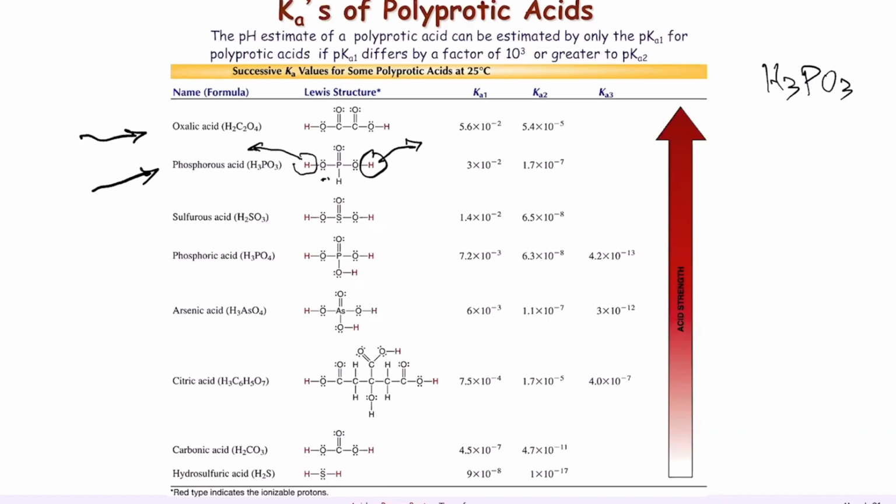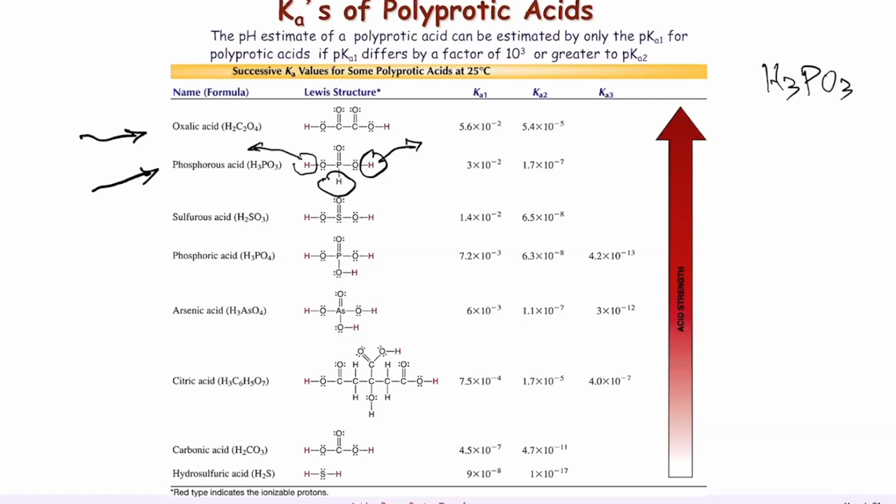This hydrogen will not come off because it's not attached to an oxygen. It's attached to a phosphorus. That bond is very strong. That's not an acidic hydrogen. That's why phosphorous acid is only diprotic. You wouldn't know that from the formula, but I'm telling you right here, it's a diprotic acid.